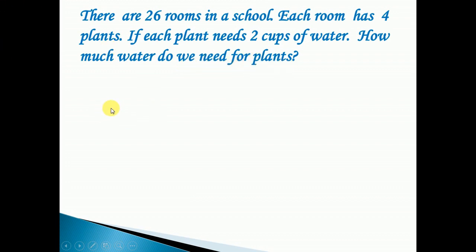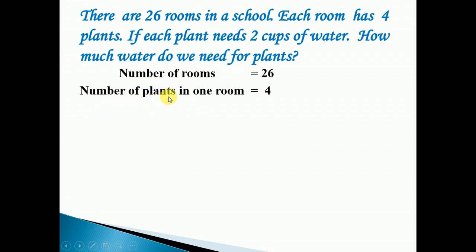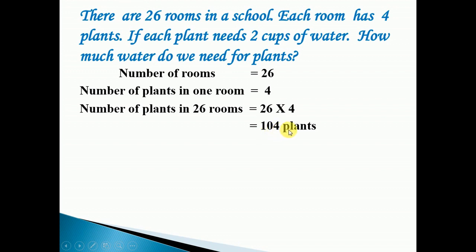According to this question, we have number of rooms is equal to 26. Number of plants in one room is equal to 4. Number of plants in 26 rooms is equal to 26 into 4 is equal to 104 plants.